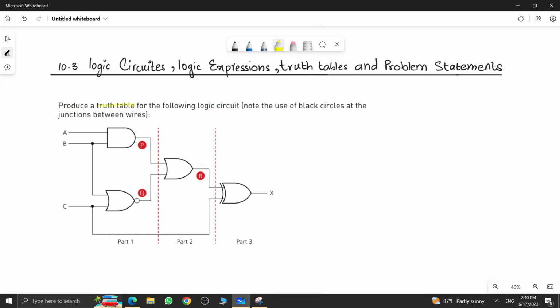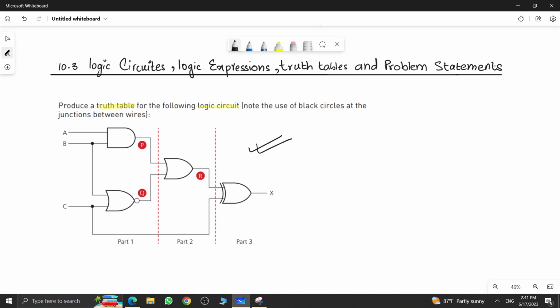Look over here. Truth table we need to produce for the following logic circuit. The logic circuit is given below. Note the use of black circles at the junctions between wires. The black circles, okay, fine. Let me explain you in my words. Below, I have a logic circuit.